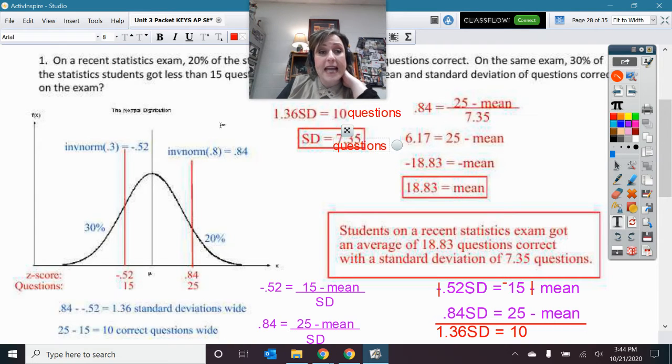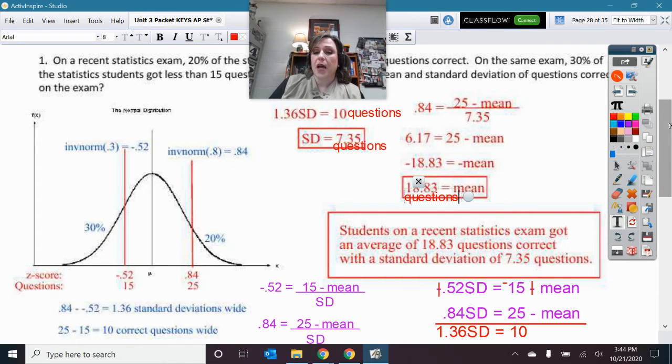All right, so then I take one of these locations. I took the positive one with the z-score of 0.84 and the context of 25. I set up my z-score formula right here, and then I solved for the mean. And so that mean, an average of questions correct, is 18.83 questions correct.